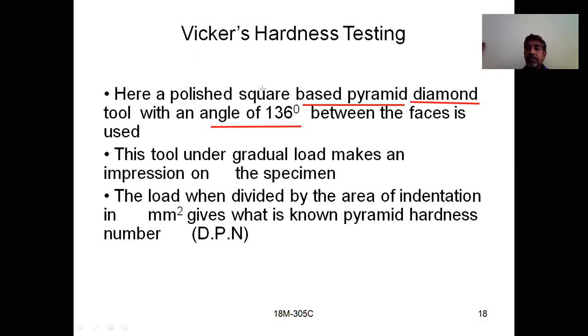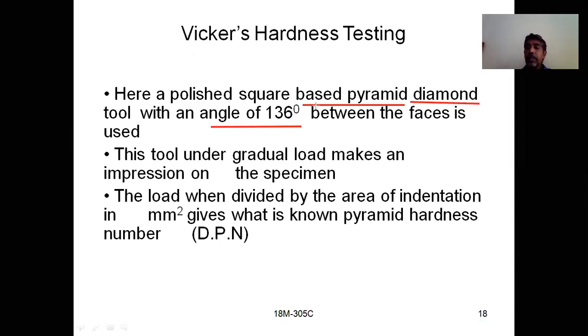You will get some impression. Based on that impression cross section, we have to find out the DPN value. What is a DPN value? DPN is nothing but pyramid hardness number. So how will you get this DPN number? If you divide the load by the area of cross section of the impression or your indentation.